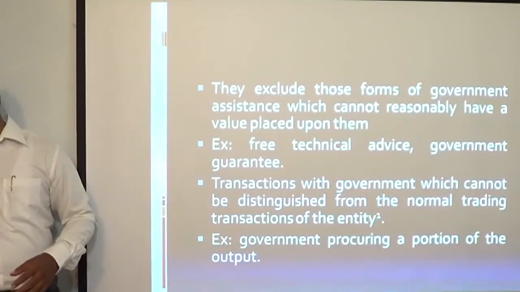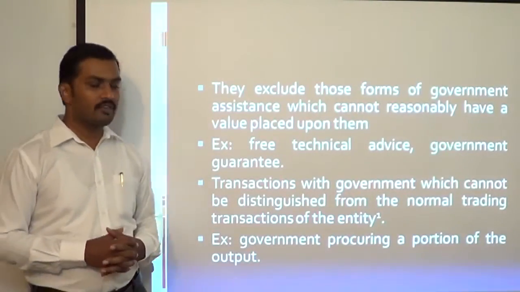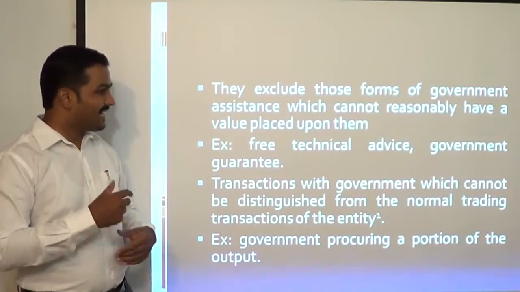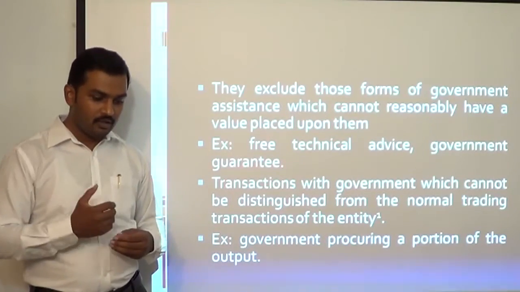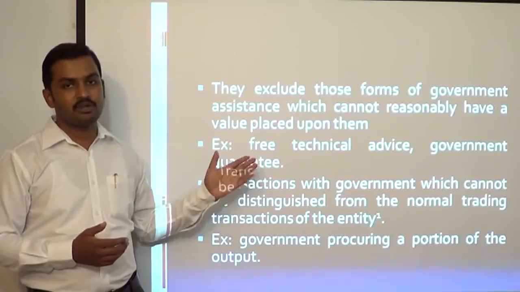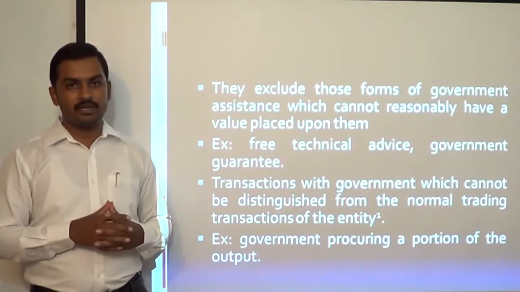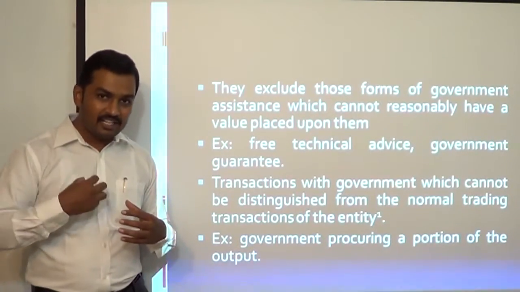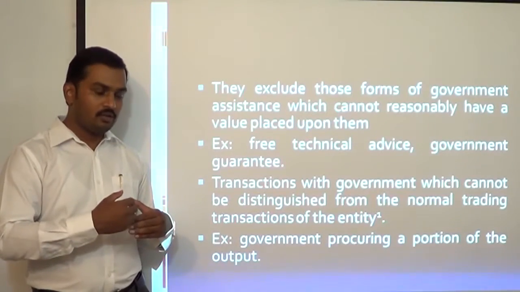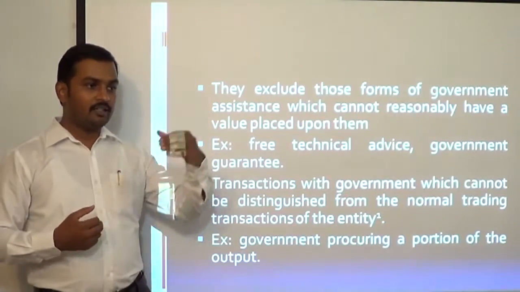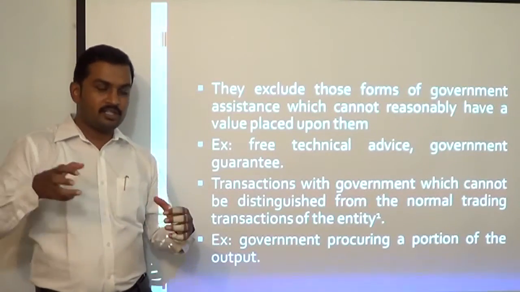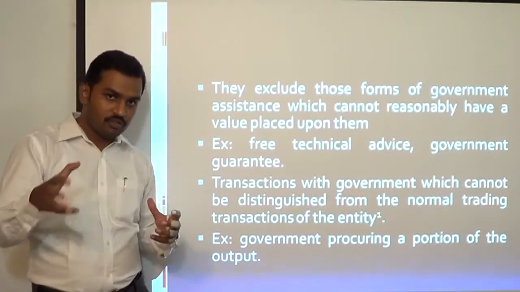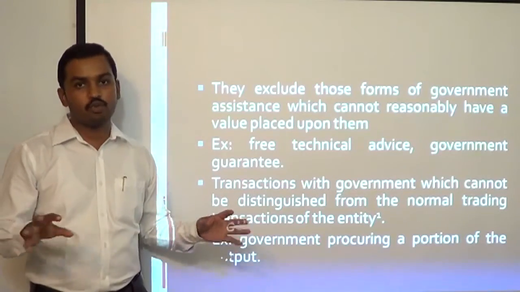Okay. Next, they exclude also those forms of government grants which cannot reasonably have a value placed upon them. So there can be some assistance which is provided by the government which you cannot value. It is very difficult to value them. Examples are also given in the standard. Free technical advice given by the government, free marketing advice given by the government, or the government gives guarantee to your organization. You have got a contract and the contractee requires guarantee. The government steps in and says, boss, we will guarantee on behalf of the entity. In such cases, it is very difficult to place value on these kinds of assistance from the government, hence it is outside the scope of this standard.